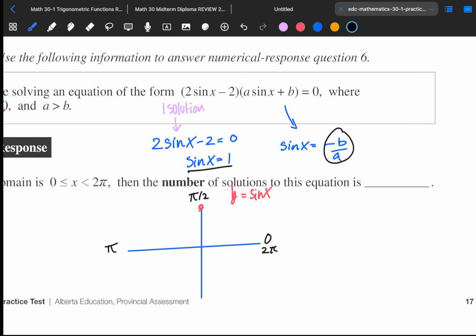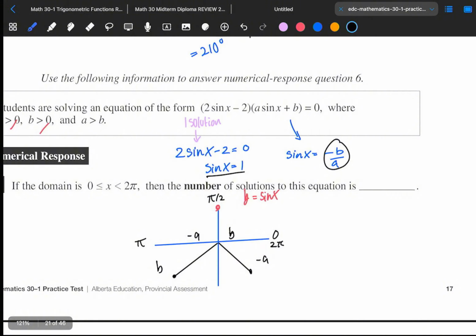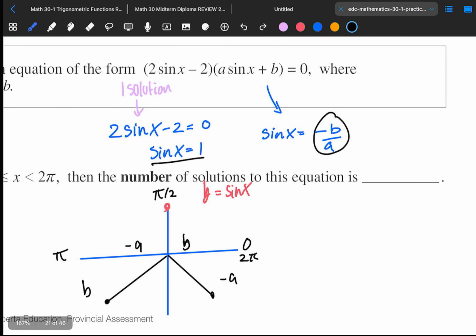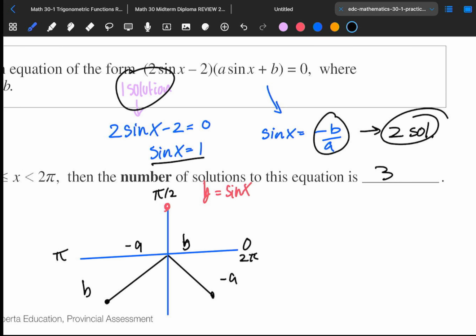Now, the second one, we have negative b over a. You're probably wondering, how do I even use this? This is not useful information. However, remember, we have to use our CAST rule. Sine is y, right? Y can only be negative down in these two quadrants. You could say this is b, this is negative a, and this is negative a, this is b. Those are two possible combinations of what this graph could look like. And it's going to be less than 2 pi for sure, so it meets the domain, meaning this will only yield us two solutions. If we have one solution on the first one and two on this one, then we have 3 total solutions.